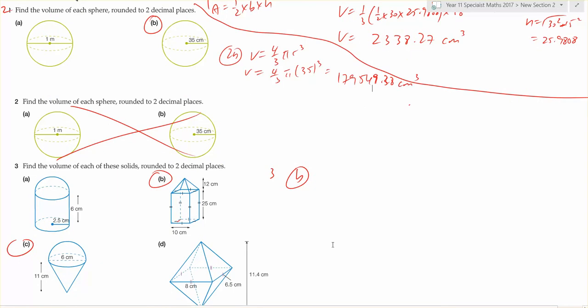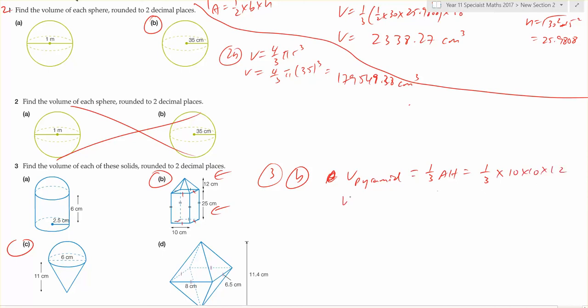For composite shapes where we have a square base pyramid and a rectangular prism, you need to work out these volumes separately and then add them together. For the volume of the pyramid, we know it's given by a third times the area times the height. The area of the base, since these two sides are equal, is 10 by 10, times the height, which is 12.